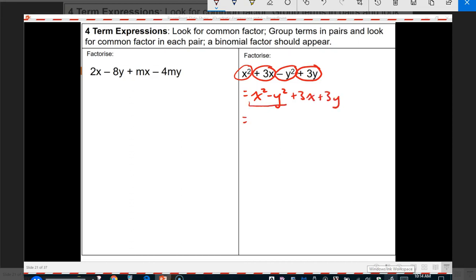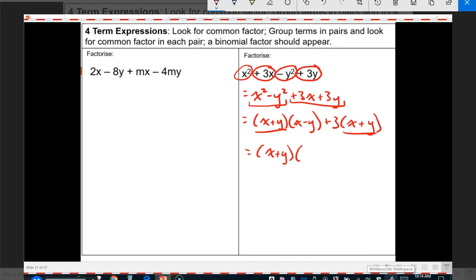Now, for these ones here, what do I have? Well, that's a difference of squares. So that's going to be x plus y times x minus y. And then for the next two terms here, I can factor out positive 3. Now, I've got a common bracket of x plus y. So I'm going to say that equals x plus y times x minus y plus 3. Okay, that's as hard as these ones are going to get.